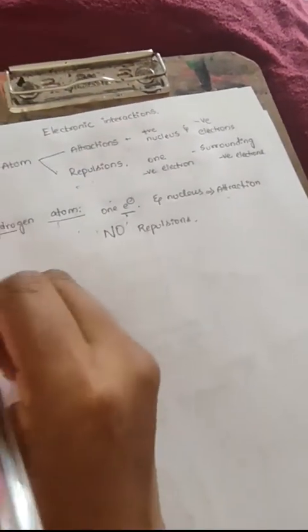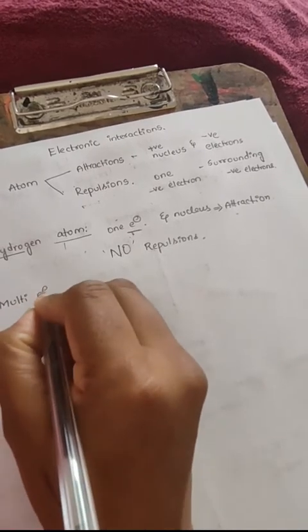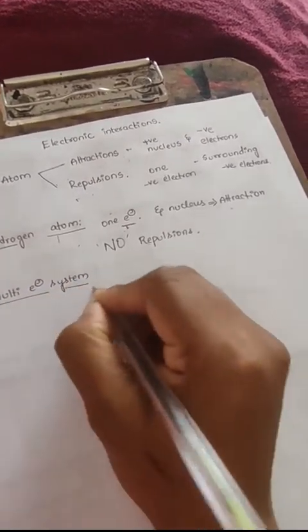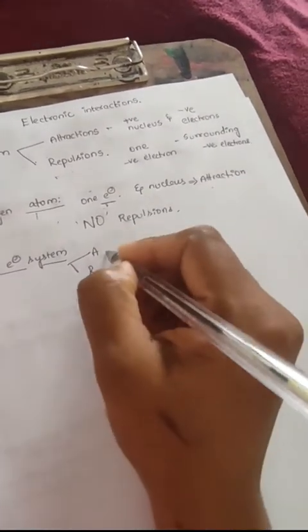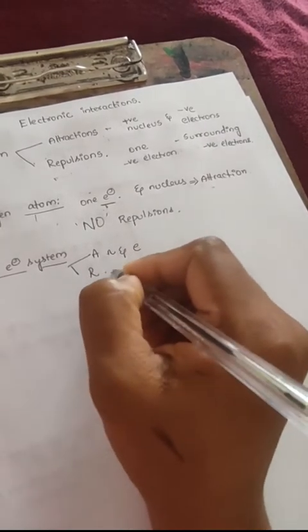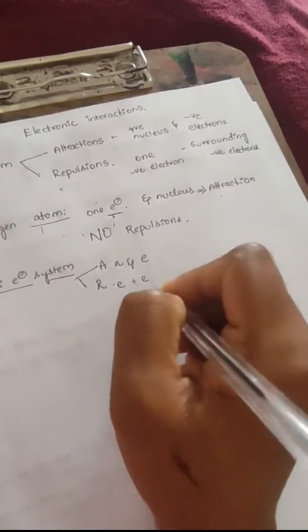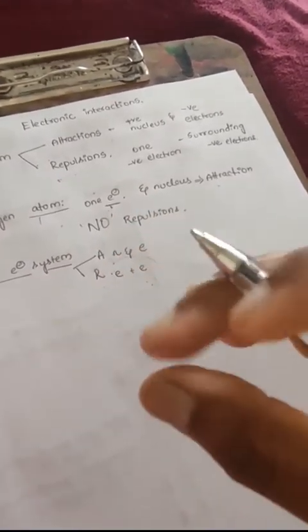So there is no splitting of these 2s and 2p orbitals. But in a multi-electron system, we can observe both attractions and repulsions: attraction between the nucleus and electron, and repulsion between an electron and its surrounding electrons. So due to these repulsions, the energy levels get split.